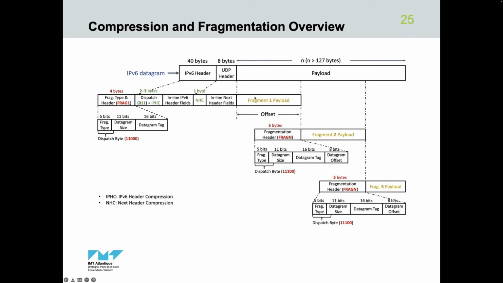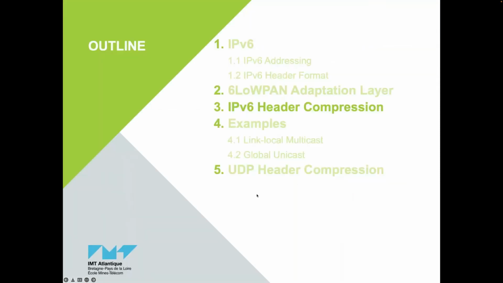Then, as you can see, we have the first part of the payload. Then we have similarly the second part. And finally, the last part of the IPv6 datagram is carried through the third fragment. Now, in this third section, I will try to give the whole details of how we are going to compress, field by field, the original IPv6 header to what's called the compressed header.